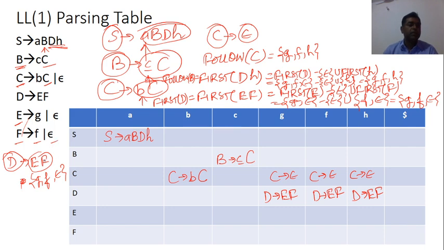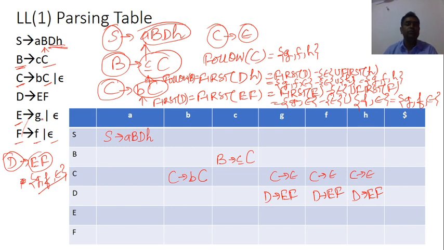I think it is understandable to you. I am repeating one more time. First, find out first of EF. First of EF is G, F, empty. Then in the G column and F column, just insert D derives to EF. D row, D derives to EF in GF column. For empty, you have to find out follow of D. Follow of D from the grammar is first of H, that is H. That means in the D row and H column, you have to insert D derives to EF.